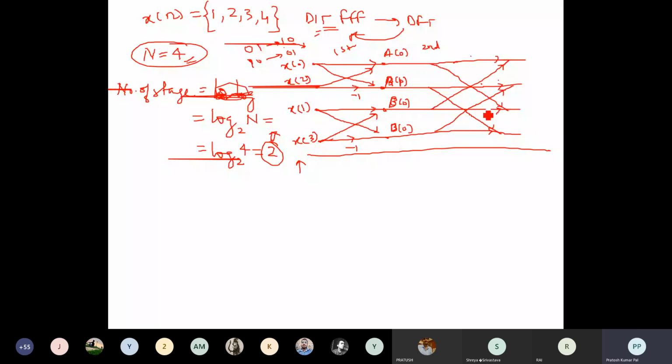And the negative sign will be there at the bottom 2 lines. Okay, so this will be your x of 0, this will be x of 1, this will be x of 2, and this will be x of 3. Whatever values we are having will be multiplied by W40, and this will be multiplied by W41. Okay, so this is the first stage value.